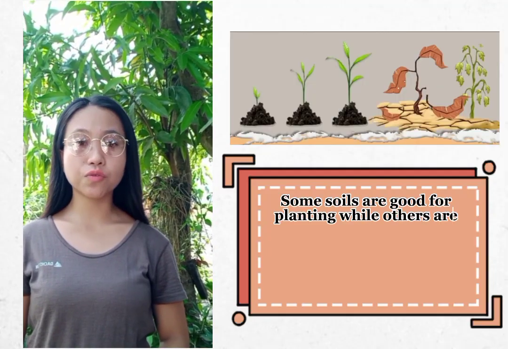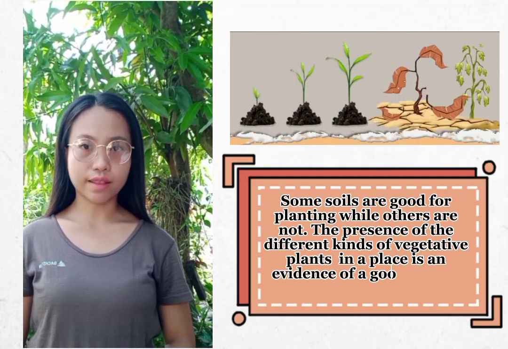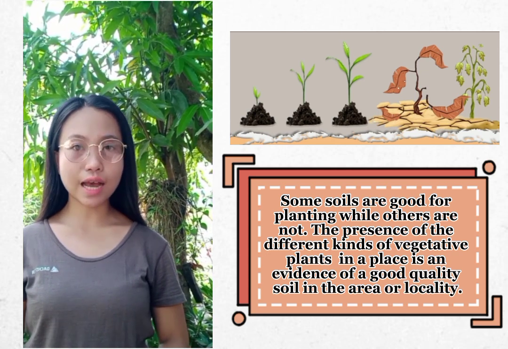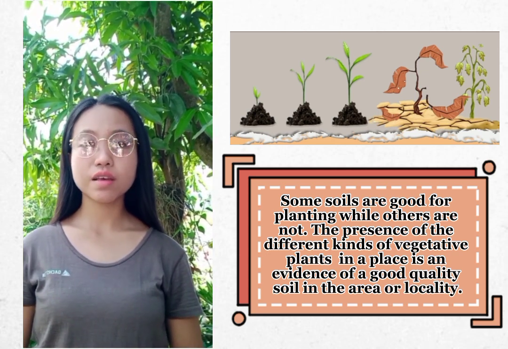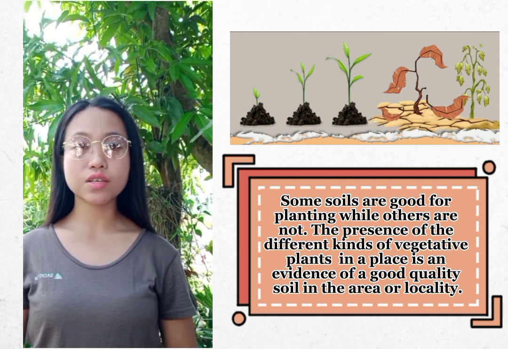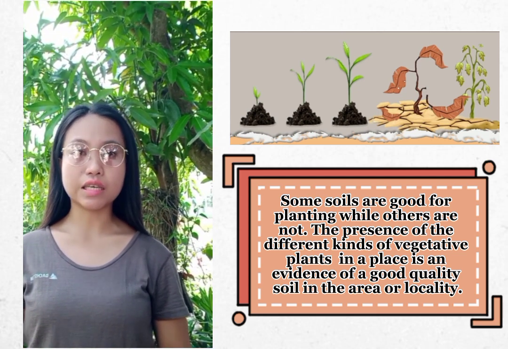Some soils are good for planting while others are not. The presence of the different kinds of vegetative plants in a place is an evidence of a good quality soil in the area or locality.